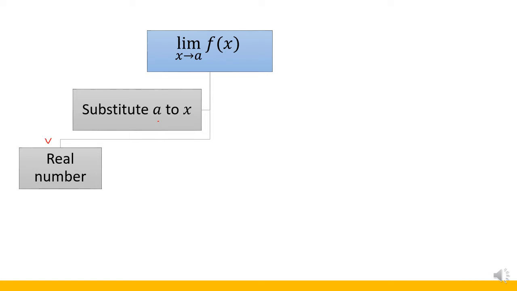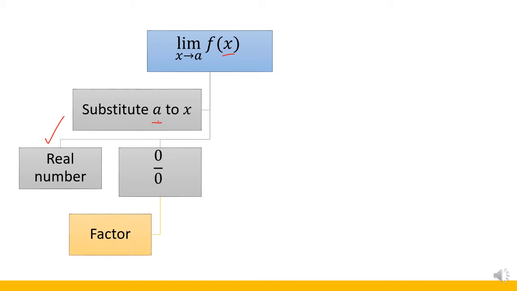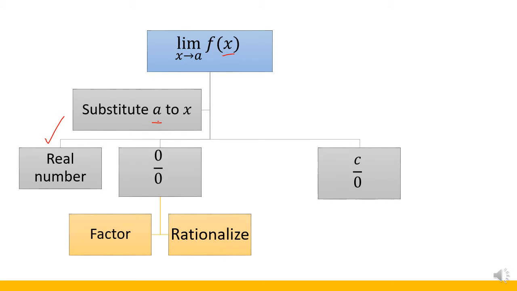But if we get 0 over 0 after we substitute a into our function, that means we have to do some factoring or we need to rationalize, and sometimes both. This is of indeterminate form, so we don't have an answer for our limit yet. Also, if it's a non-zero constant over 0, that means our answer is either positive infinity or negative infinity.